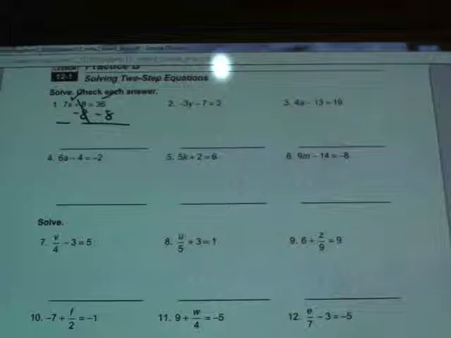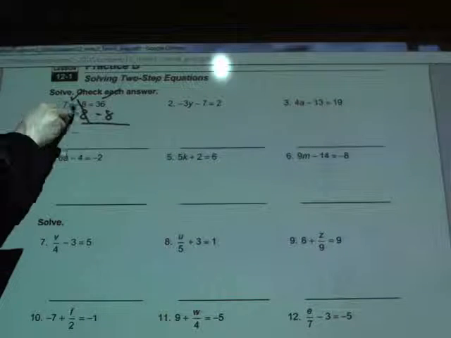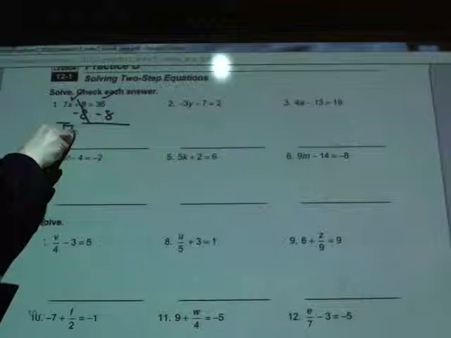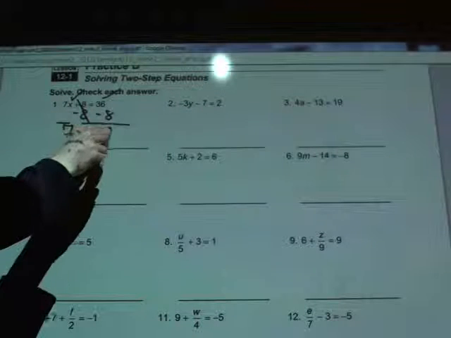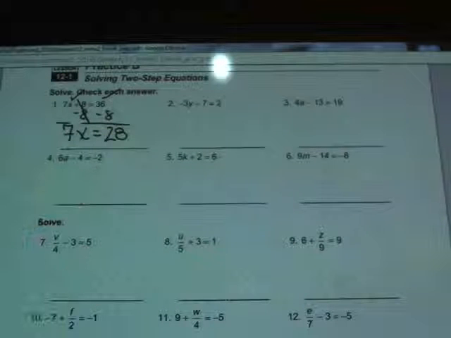This plus 8 minus 8 cancels and leaves me just 7x on the left side. And the right side is now 36 minus 8. And again, when I'm talking about sides, everything is relative to the equal sign. 36 minus 8, that's going to give me 28. So now it says 7x equals 28.